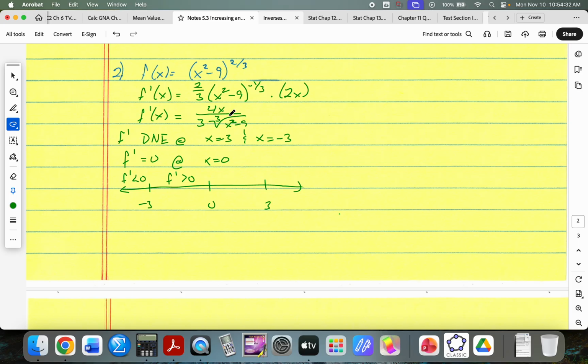At x is 1, my numerator will be positive, my denominator will be negative. So f prime less than 0. And if I pick some number larger than 3, my numerator will be positive, the denominator also positive, so f prime greater than 0. By the way, these do not always just alternate. More often than not, they do, but not always. So don't just find the first one and just assume that it alternates back and forth.